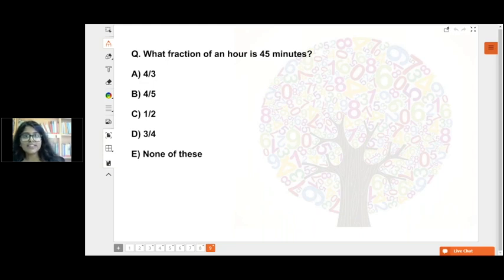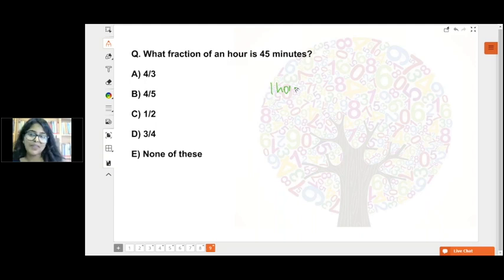Now we have the question: what fraction of an hour is 45 minutes? This is clearly based on fractions, right? If you see the question, you can understand that. We want to find what fraction of an hour 45 minutes is. We know that 1 hour is clearly equal to 60 minutes. You know that already. 1 hour equals 60 minutes.